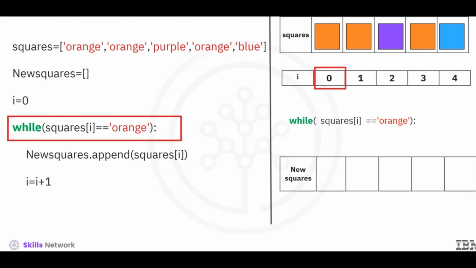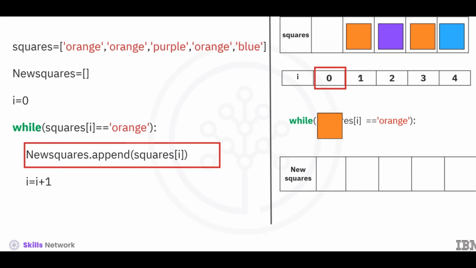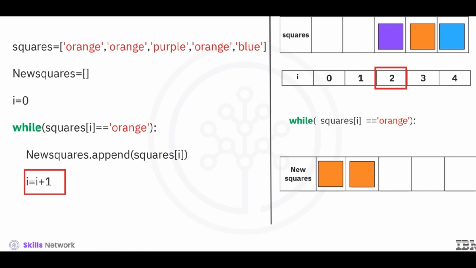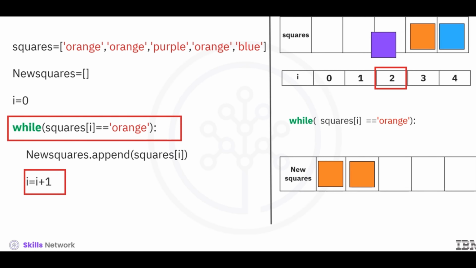The while statement will repeatedly execute the statements within the indent until the condition inside the bracket is false. We append the value of the first element of the list squares to the list new squares. We increase the value of i by 1. We append the value of the second element of the list squares to the list new squares. We increment the value of i. Now the value in the array squares is purple. Therefore, the condition for the while statement is false, and we exit the loop. Check out the labs for more examples of loops, many with real data.